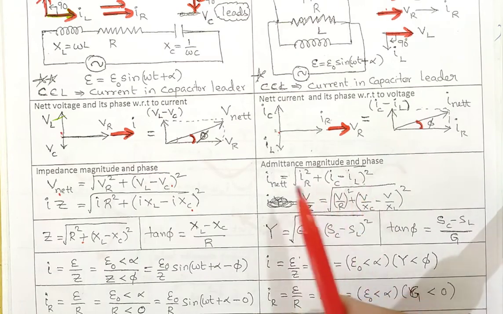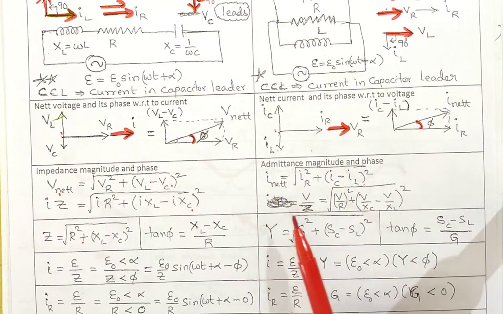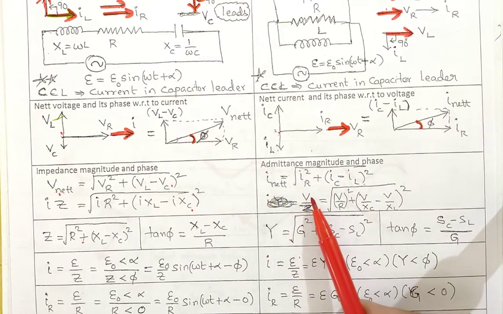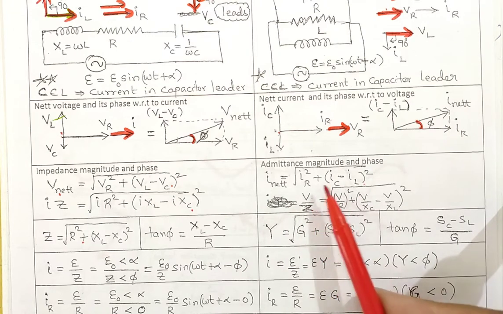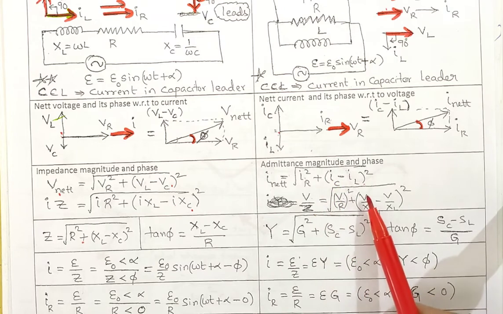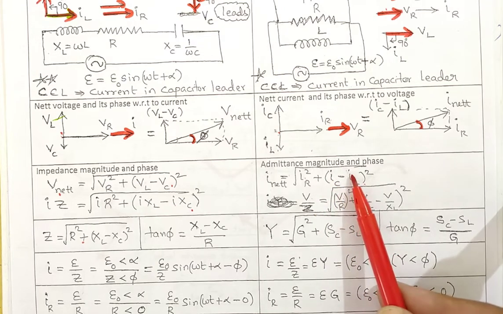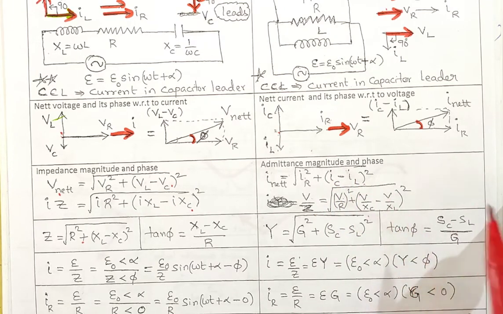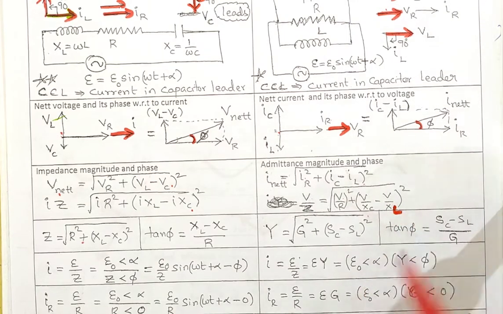Similarly, once we construct a current triangle, here we take the square of this and the square of this and add, take the square root, we get the net current. Current can be written as EMF by impedance, current in resistor is EMF by resistance, current in capacitor is EMF by capacitive reactance, current in inductor is EMF by inductive reactance.